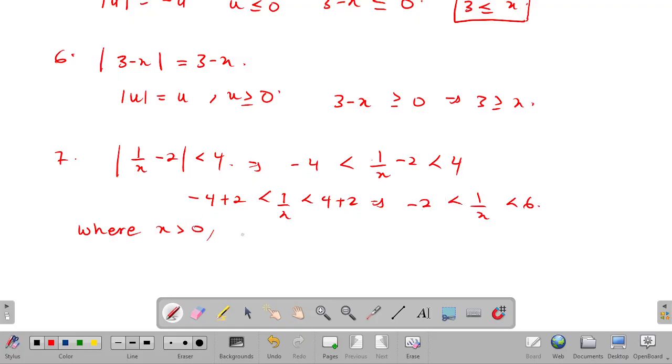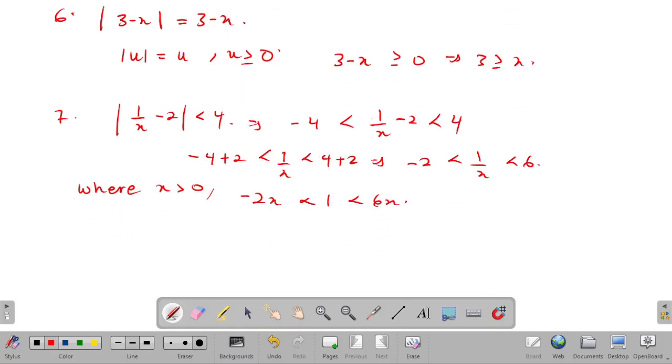Let's simplify. You're going to have negative 2x less than 1, less than 6x. Okay? Whenever you have an expression like this, don't be scared. This is very simple. It means that you take this as one part, then you take this side too as another part. So you break it into 2 if you want to. So negative 2x is less than 1, right? So what do we get for this? We're going to have x greater than negative 1 out of 2. That is perfectly true, right?